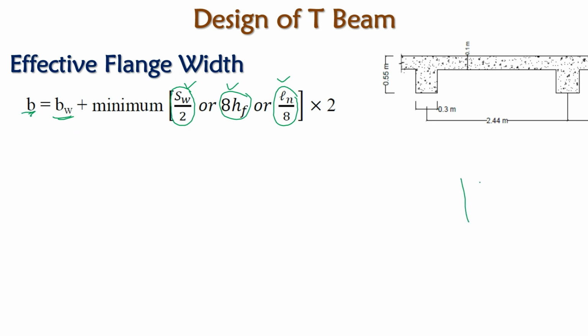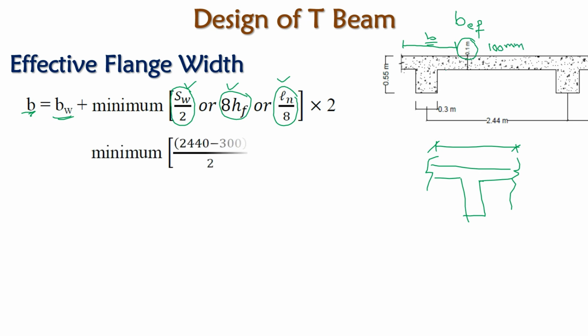Effective flange width: let us say this is the T-beam, and we cut the section from here. So this width is known as the effective flange width. Let us say we move from here till here. This will be known as b. This is the effective flange width. You can call it bef. So what is sw? What is hf? What is ln? We have hf here as the height of the flange, that is 0.1 meter or 100 millimeters.